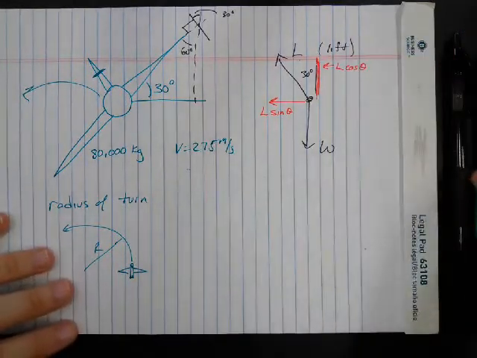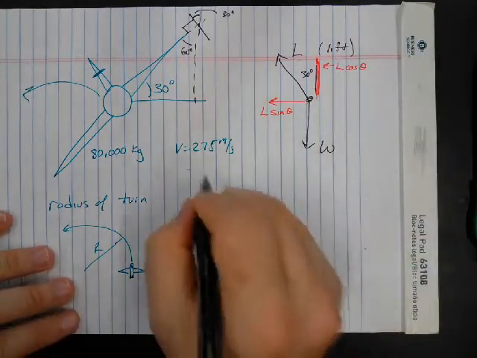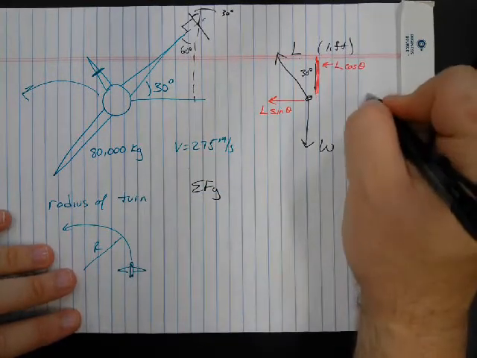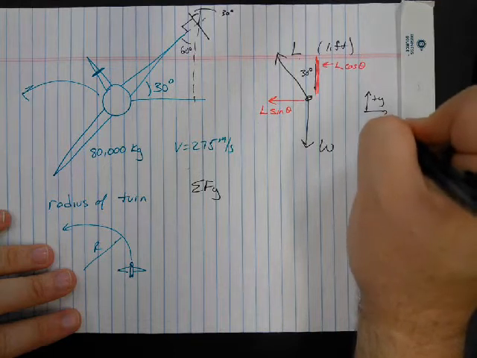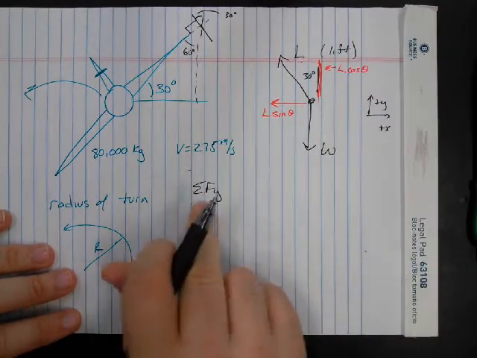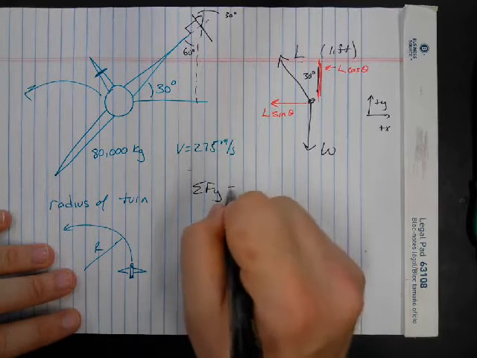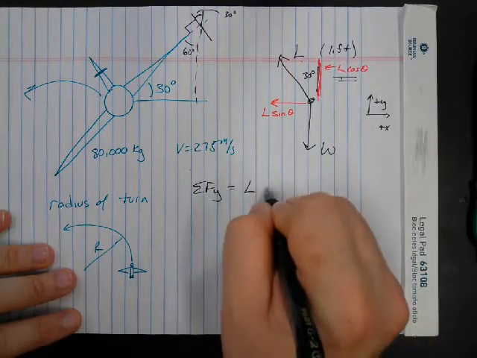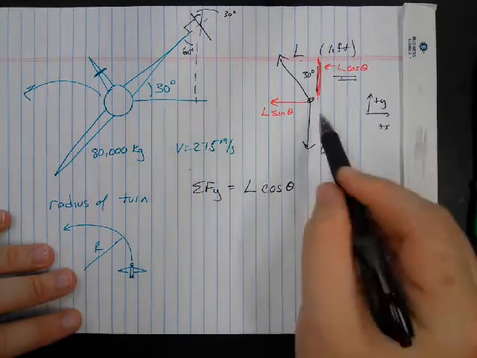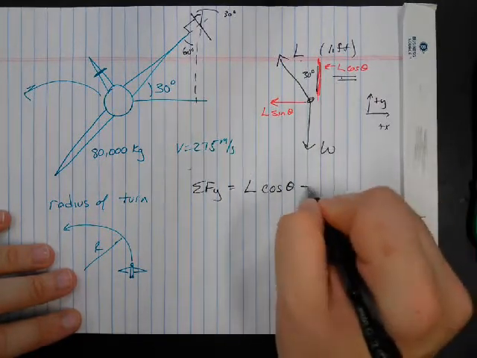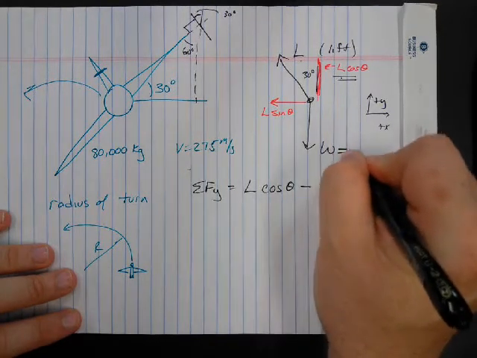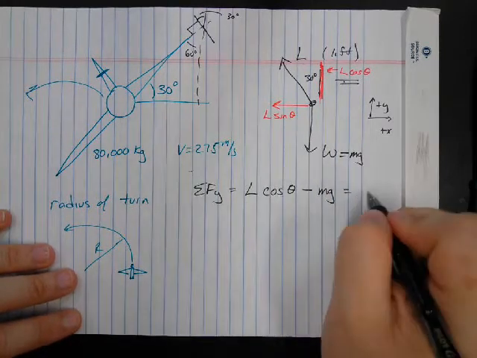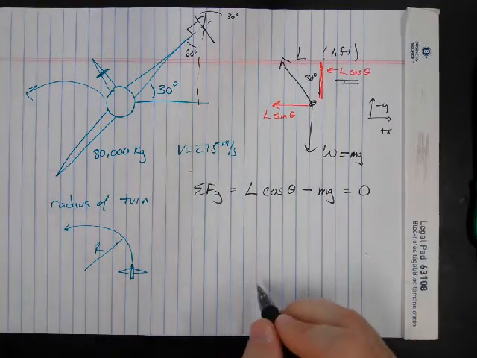We're going to write out Newton's second law for everything. So the sum of the forces in the y direction, taking up as positive y and right as positive x: I have the part here that is lift times cosine theta, in the positive direction. In the negative direction, I have the weight, which is m times g. And this is a nice level turn, so we have no acceleration.